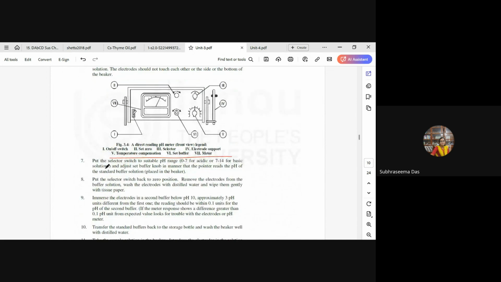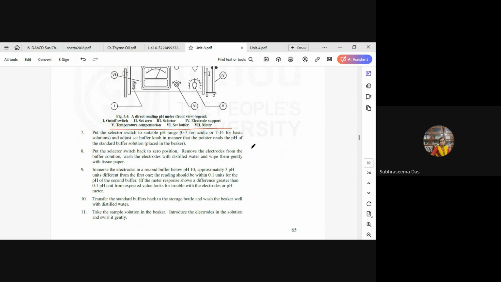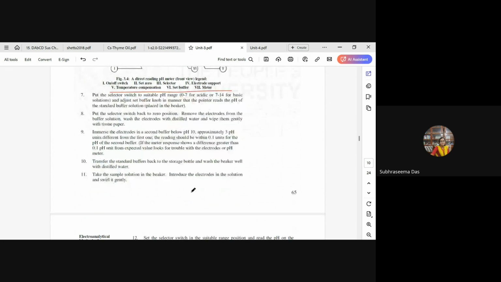Then we will put the selector switch to the suitable solution and pH range after we set it. Then again, after setting the instrument, we will take the selector switch back to zero position. We'll again wash the electrodes. Then we will set it with another buffer solution. Then we will wash the electrode and gently wipe it with a tissue paper.